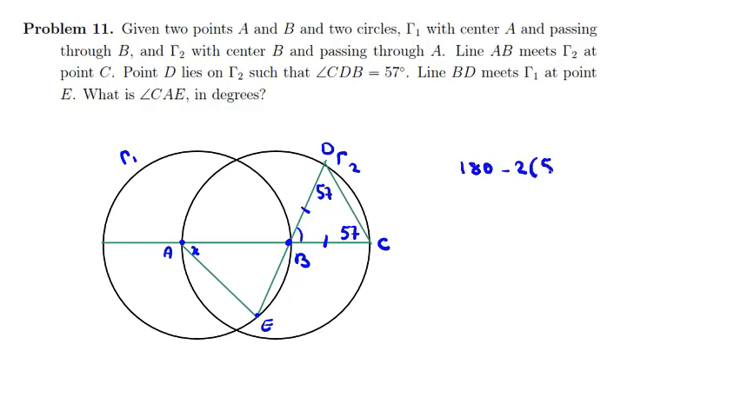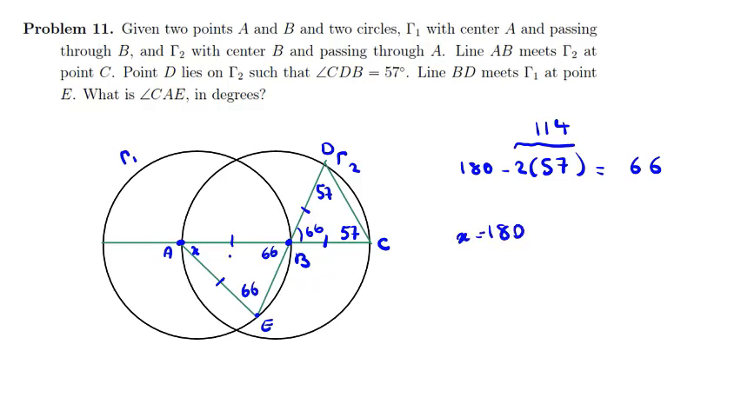180 minus 2 times 57. 2 times 57 is what? 2 times 7 is 14, we have 1, 2 times 5 is 10, plus 1 is 114. 180 minus 114 is 66. So this angle is 66. Now, it is center, this is radius, so this is equal to this. This is equal to this, but it is not radius B, because E is on omega 1 and B is the center of omega 2. So here it should be 66, and the problem says x is what?